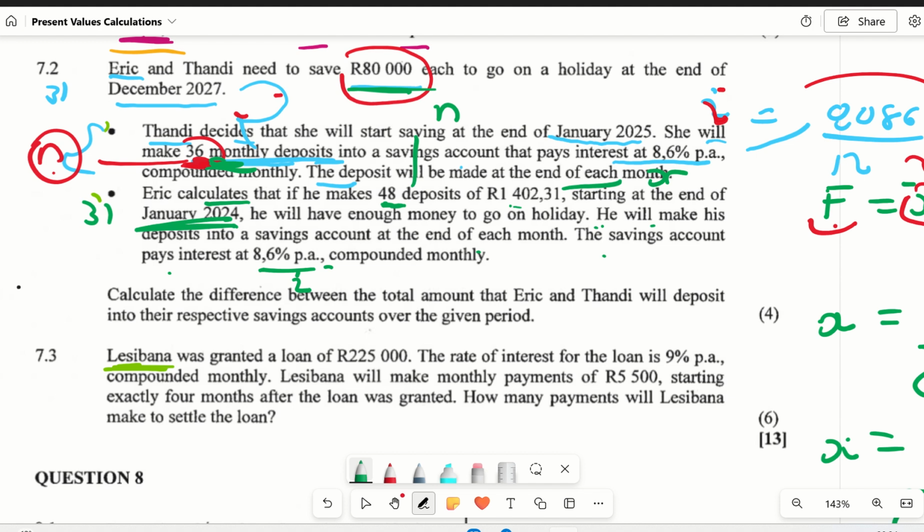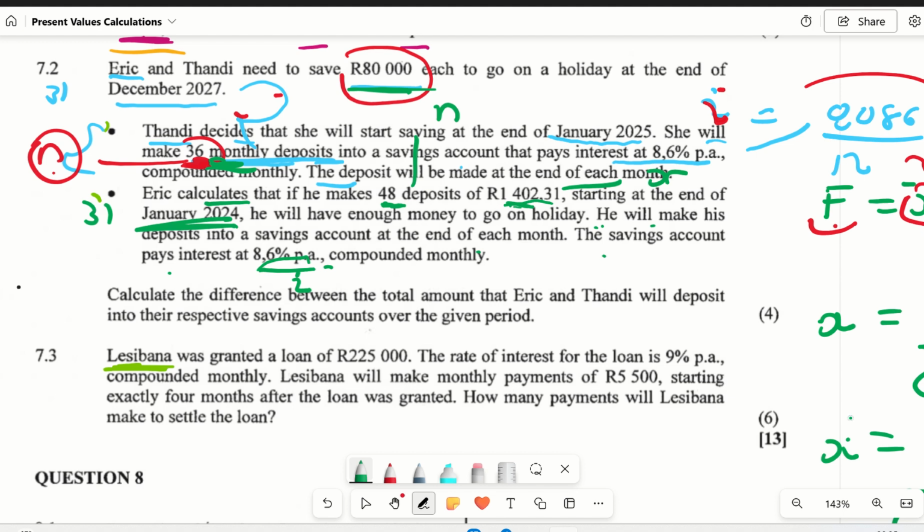Eric puts in the same amount of money at the end of every month. Let me read again. Eric calculates that if he makes 48 deposits of this much starting at the end of January 2024, he will have enough money to go on holiday. He'll make his deposits into an account at the end of each month. The savings account pays interest at this much compounded monthly. So now the question says, oh yeah, okay.